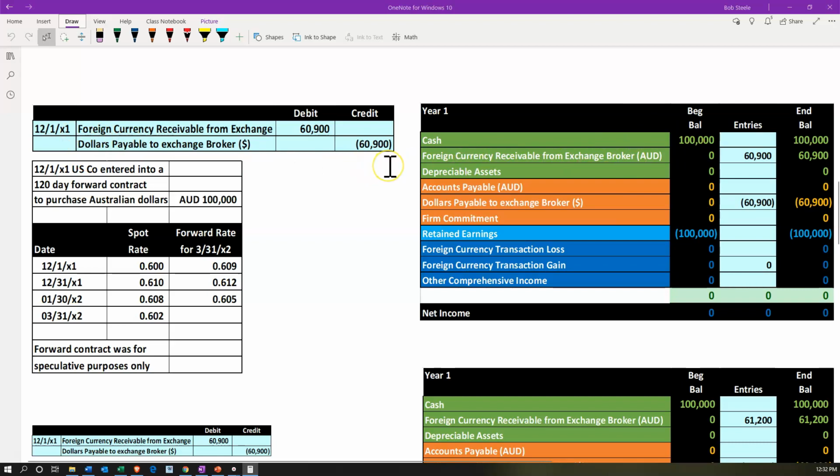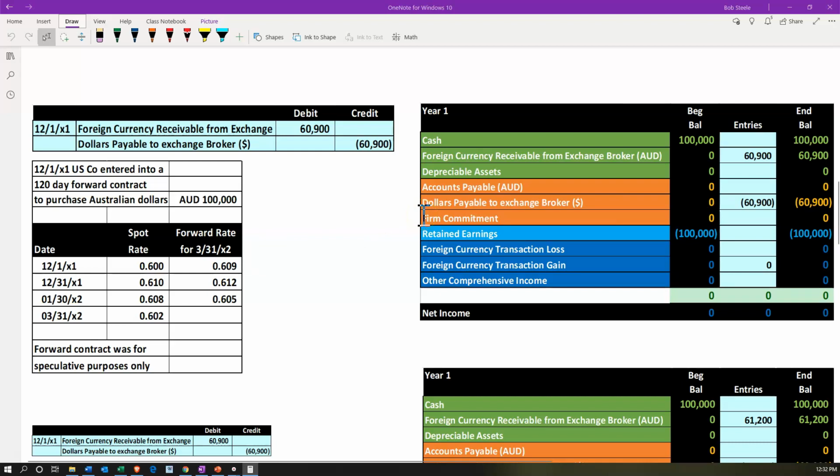Note that the foreign currency receivable from the exchange broker is in Australian dollars, meaning we expect to be paid in Australian dollars in the future, which would be the equivalent now of 100,000 Australian dollars, which we are now valuing at the current rate as best we can using the forward rate, or projecting the rate what we think that it will be at using the forward rate to be 60,900 US dollars.